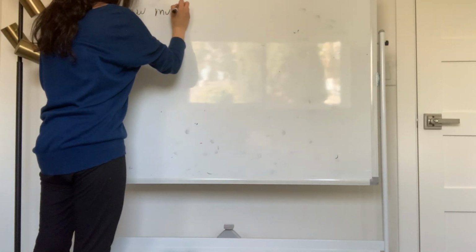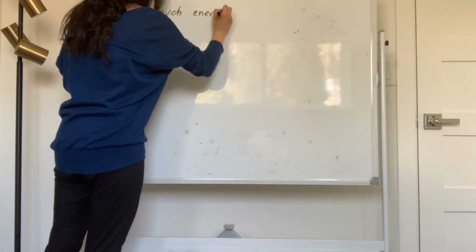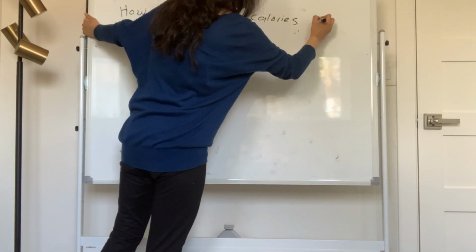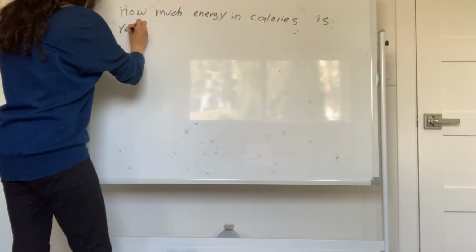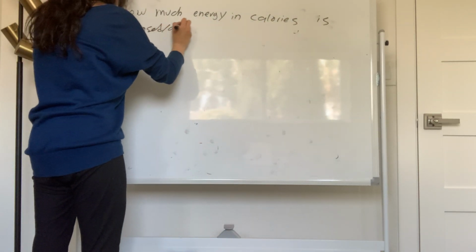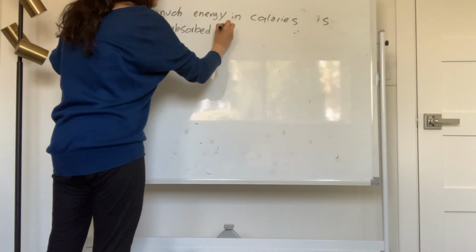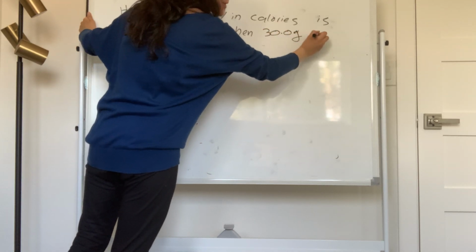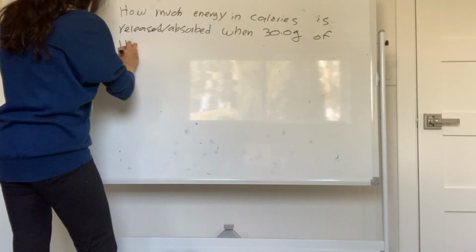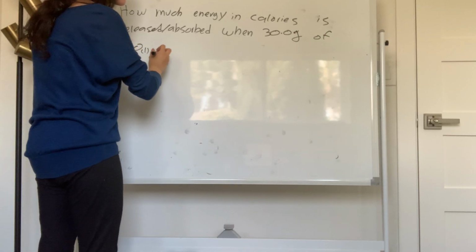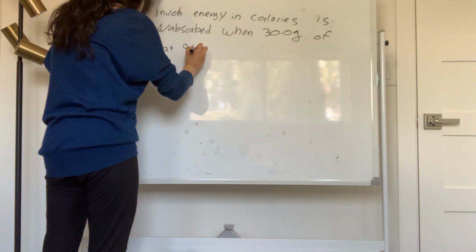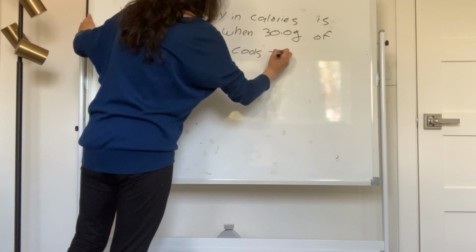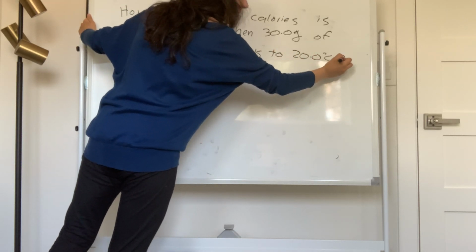How much energy in calories is released or absorbed when 30.0 grams of water liquid at 96.0 degrees Celsius cools to 20.0 degrees Celsius.